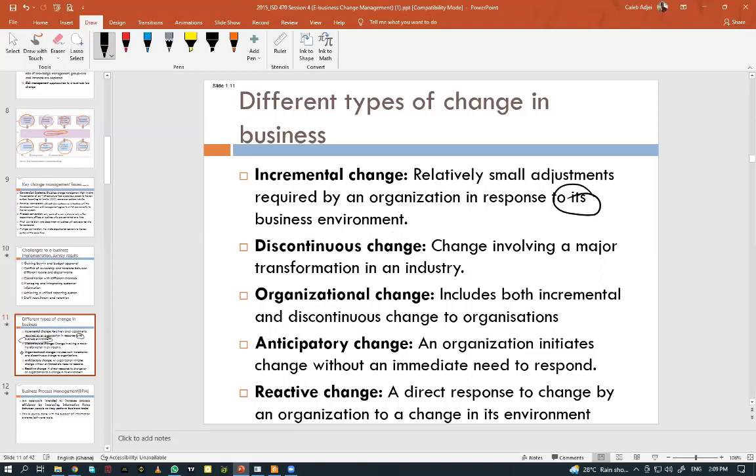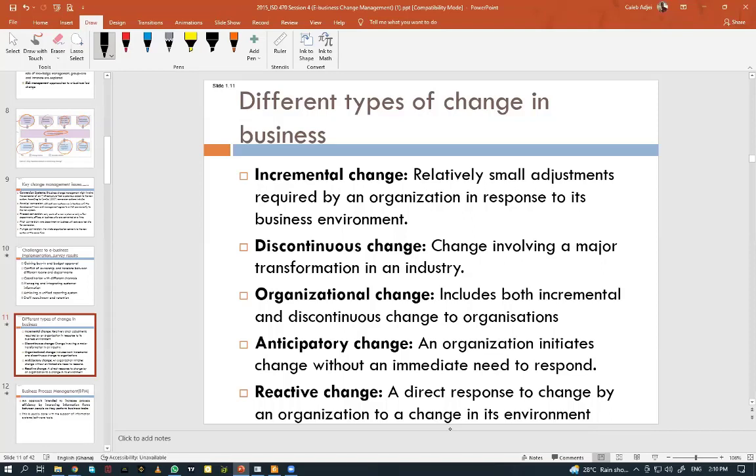Then what we call the discontinuous change. That is a change involving a major transformation in an industry. Then we have the organizational change, which includes both incremental change and discontinuous change. Then the anticipatory change. An organization initiates change without an immediate need to respond. They anticipate that something will change in the future, not immediately.